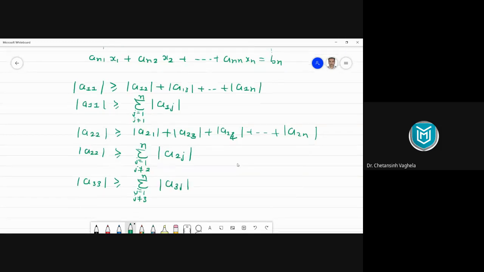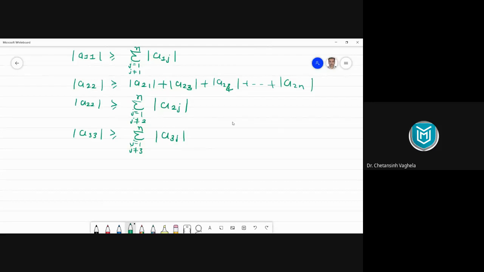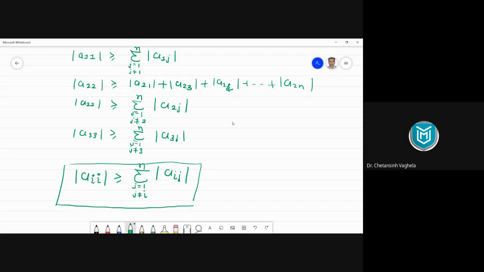Now can anyone tell me, if I want to write the more general form aii, then how should I write it? Instead of using 1, 2, 3, if I use i, then what should be my right hand side here? It is summation, j equal to 1 to n. Then I should write here j not equal to i. And modulus of aij. Right? So this is the general form of the condition of diagonal dominance. If this condition is satisfied, then we say that your equation is in diagonally dominant form.